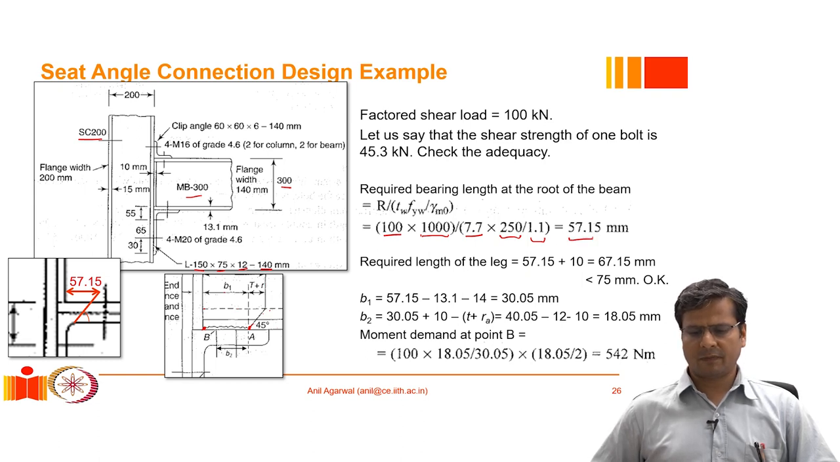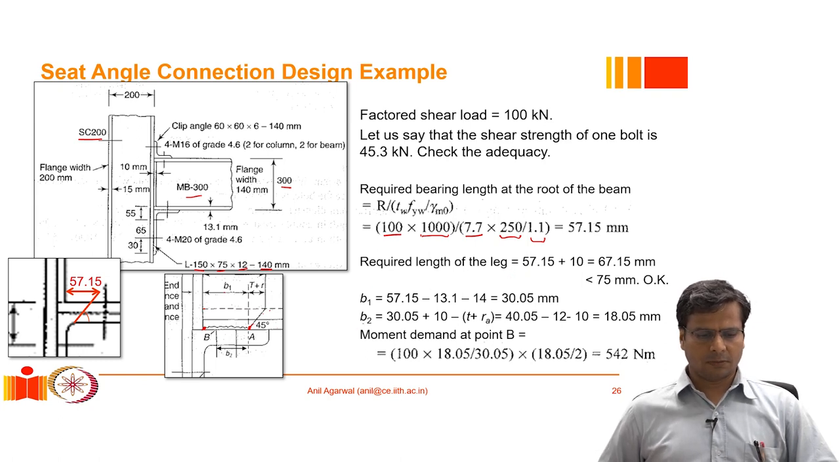And what we get is 57.15 millimeters. So basically, this length, that is B1 plus T plus R, we need at least 57.15 millimeter length here so that the web crippling can be prevented for the given load.